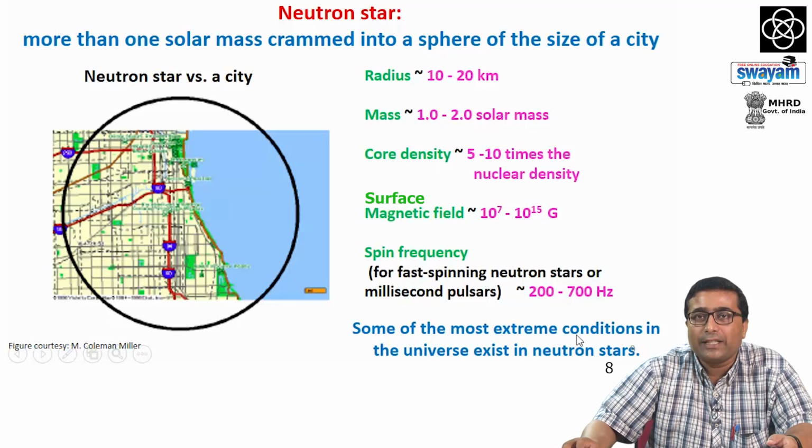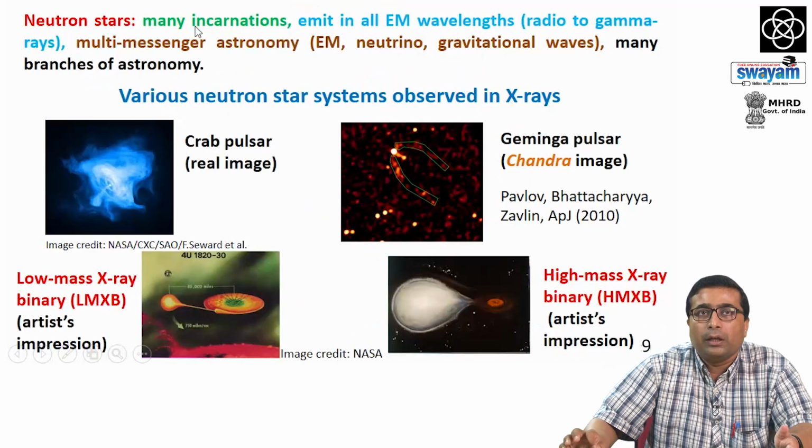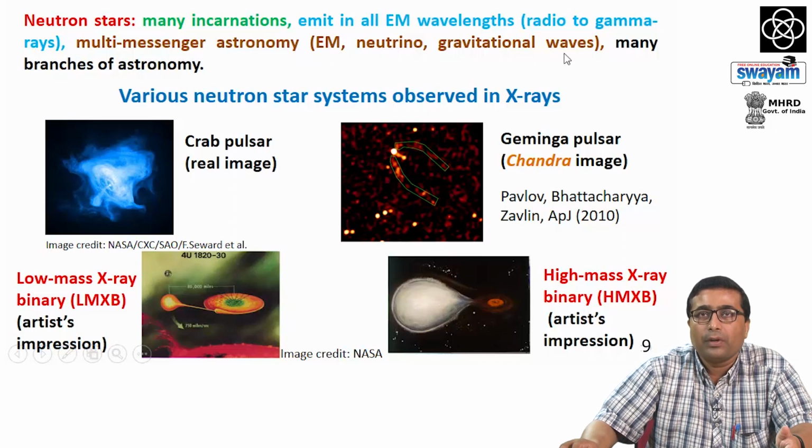Some of the most extreme conditions in the universe exist in neutron stars. The neutron stars are important from many points of view. For example, they have many incarnations. They emit in all electromagnetic wavelengths from radio to gamma rays. They are important for multi-messenger astronomy, for example, electromagnetic radiation, neutrinos, gravitational waves, and they are important for several branches of physics and many branches of astronomy.